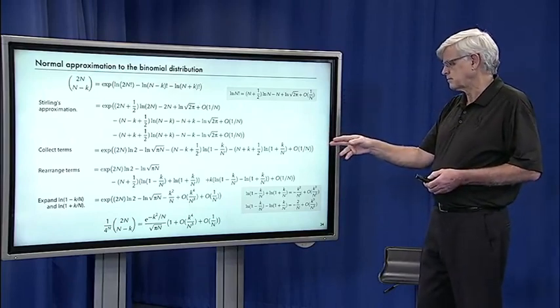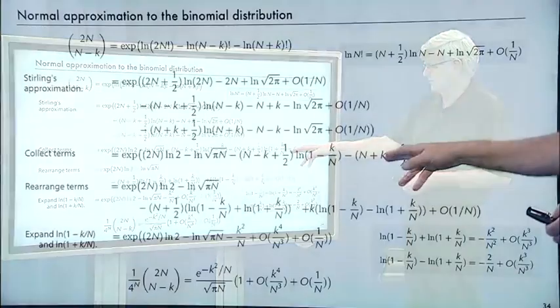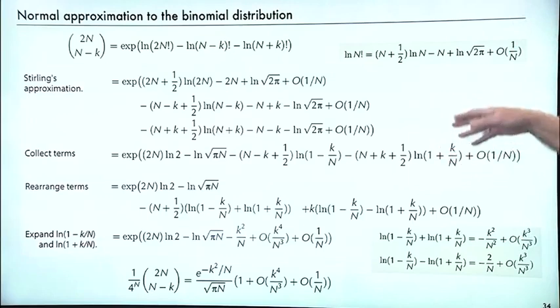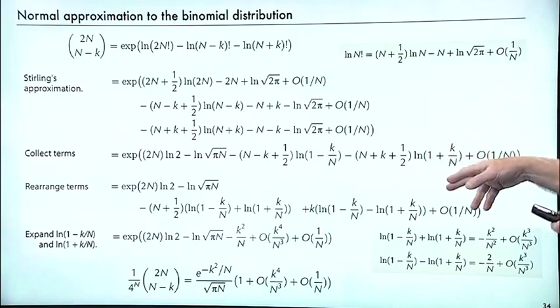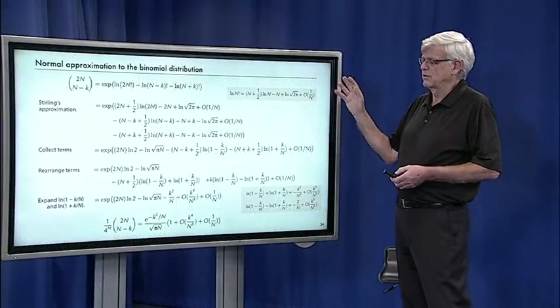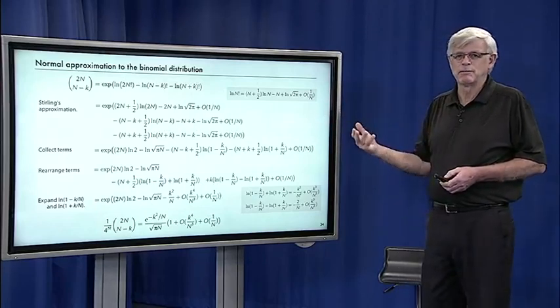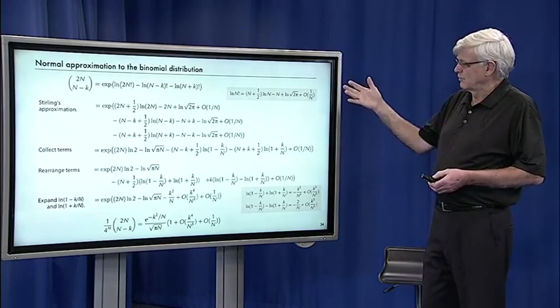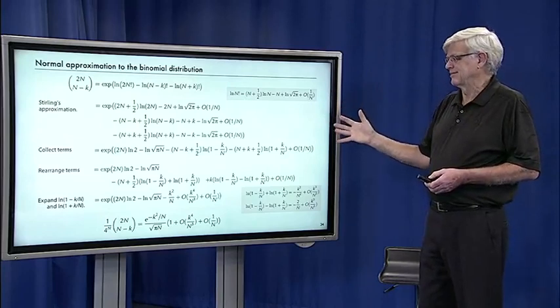So 1 over 4 to the n, 2n choose n minus k is e to the minus k squared over n over square root of pi n. And that's the normal approximation to the binomial distribution. And that's accurate for a broad range of values of k. It's only when k gets bigger than n to the 3/4 that the approximation doesn't work. And again, remembering from the curves, when k is that big, we can use independent means to prove that the terms are very, very small. So there's certainly a lot of math on this slide.